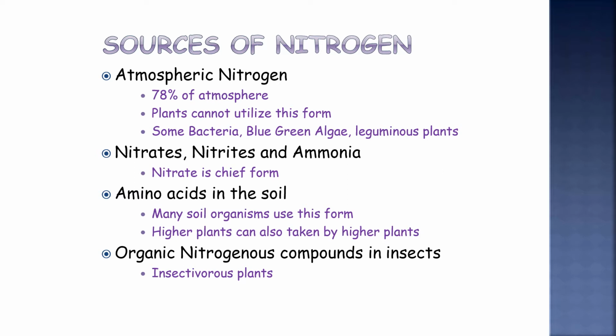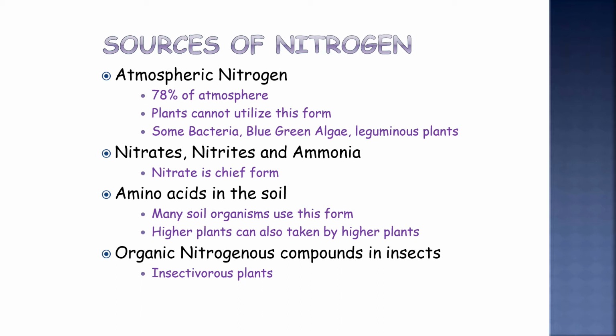In this slide, I would like to show you the sources of nitrogen. Atmospheric nitrogen: here the nitrogen is present in 78% of the atmosphere. Plants cannot utilize this form. Some bacteria, blue-green algae, and leguminous plants help in converting this atmospheric nitrogen into the useful nitrates, nitrites and ammonia. I repeat, nitrates, nitrites and ammonia.